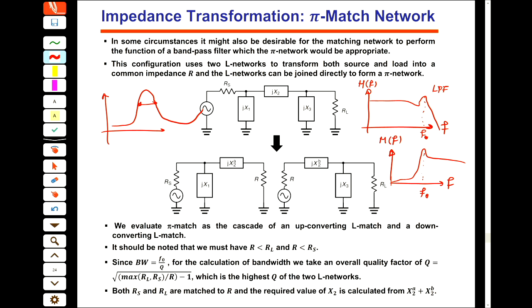For example, I want to design a circuit which works at 100 megahertz, and the bandwidth is plus minus 5 megahertz. So 10 megahertz around that is what I would like. This circuit does not work because it drops suddenly after that. Also, this circuit maybe does not work. So for a band pass filter design, we go for the pi match or the T match.